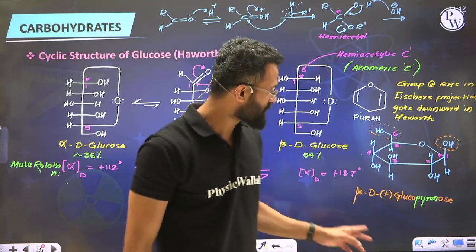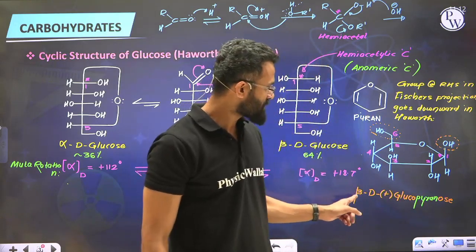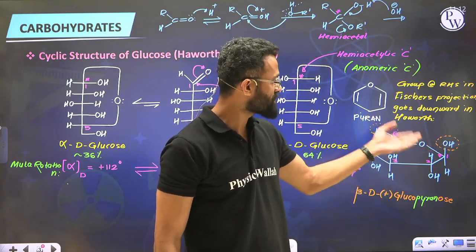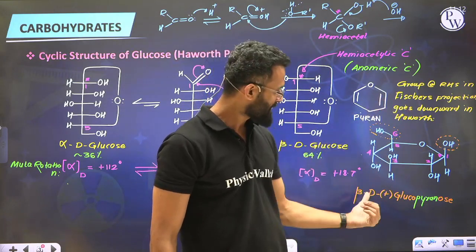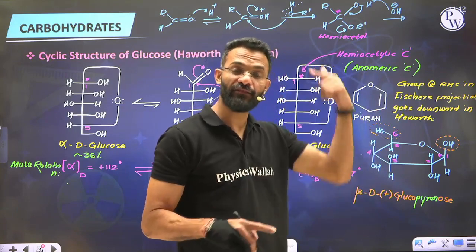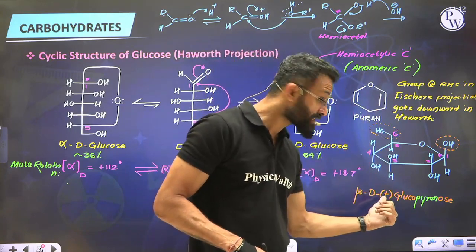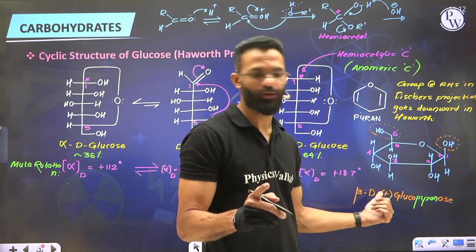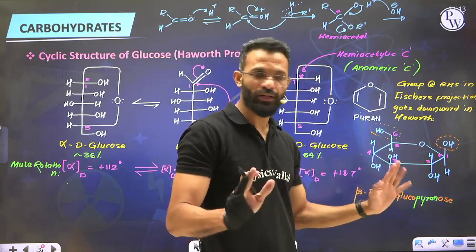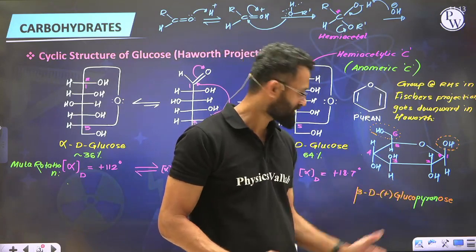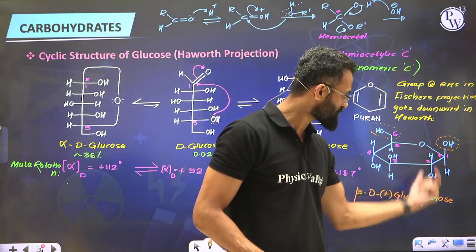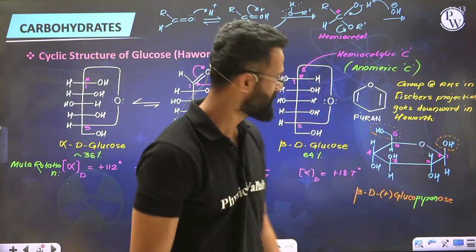Understand the meaning of every term that we are using here. Beta stands for it is a beta anomer, OH and CH2OH are on the same side. D stands for it is derived from the D family of glucose. Plus stands for dextrorotatory, or you can use small d as well, but to avoid the confusion of D and d, we rather use plus. And glucopyranose because it resembles the structure of pyran.